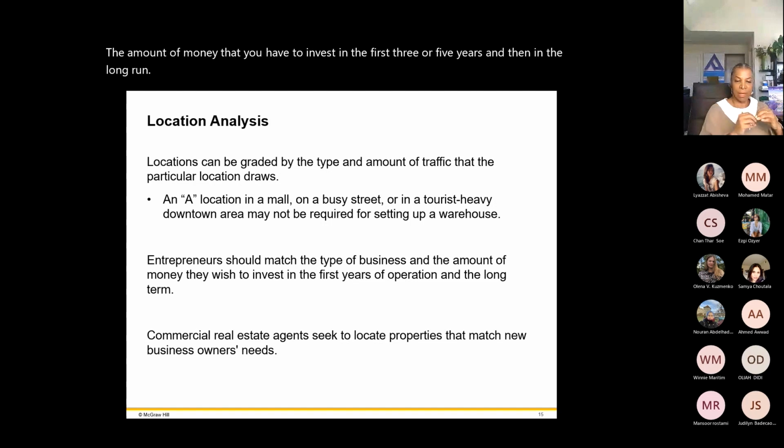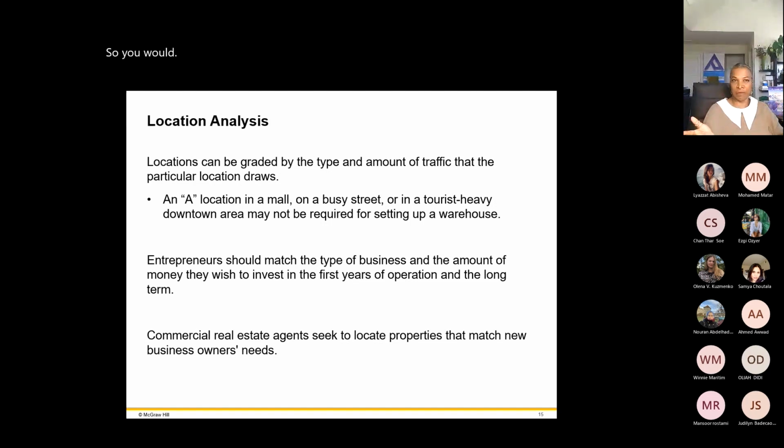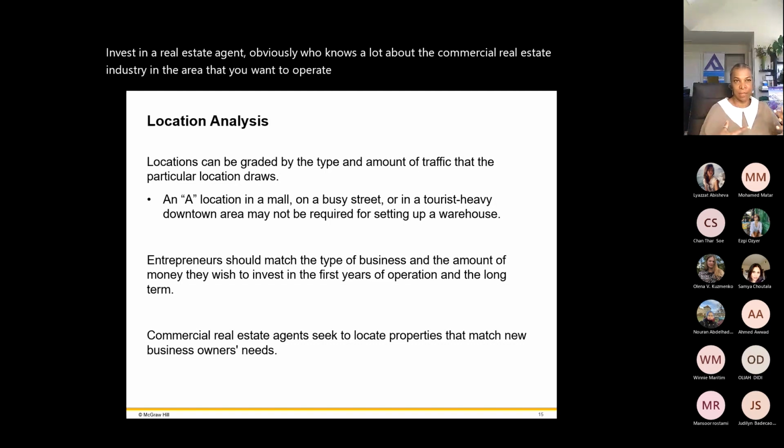Okay. So you would invest in a real estate agent, obviously, who knows a lot about the commercial real estate industry in the area that you want to operate, and then have them get the details in terms of how this location is going to meet your needs as a business.